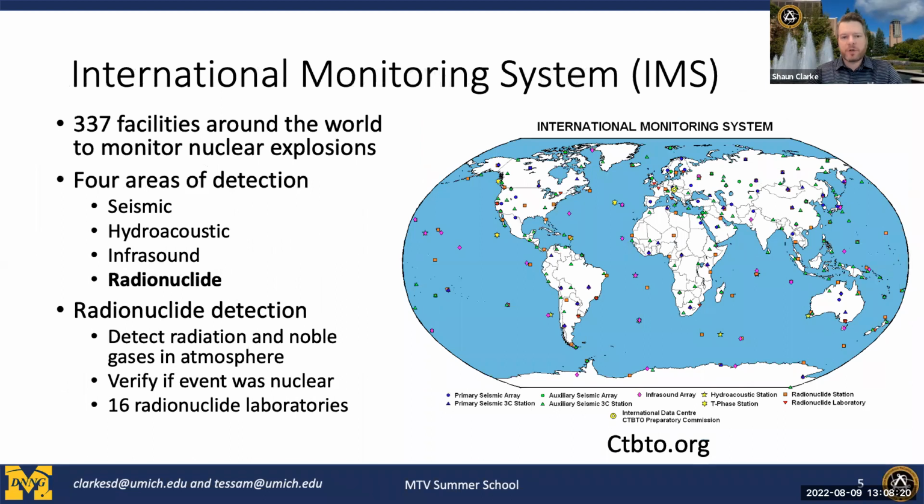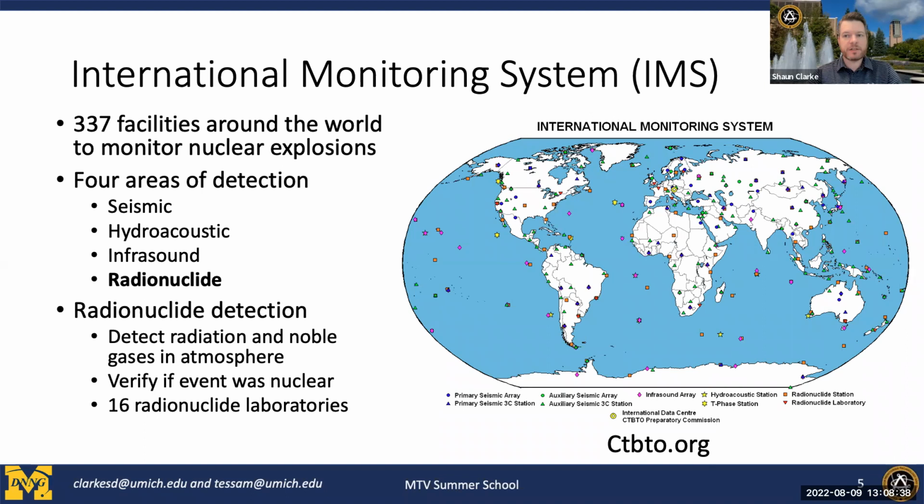The monitoring framework for the CTBT is known as the IMS, or International Monitoring System. So what this system is, and you can see it in the picture on the map at the right, is a set of 337 facilities around the world that are set up to continuously monitor for nuclear explosions.